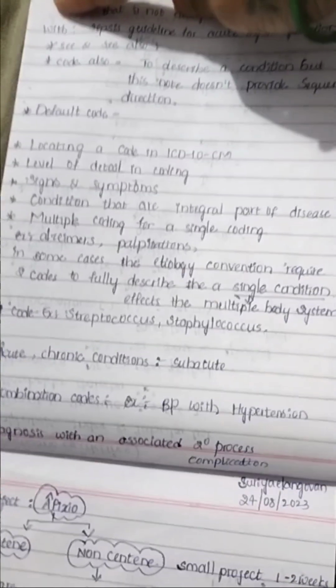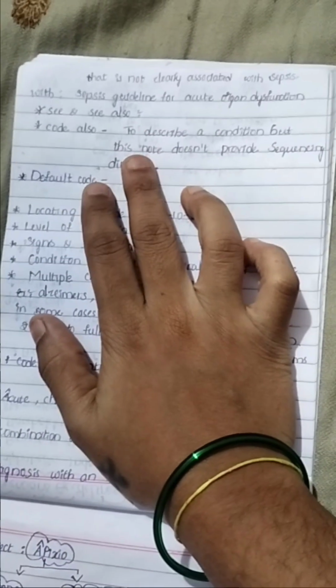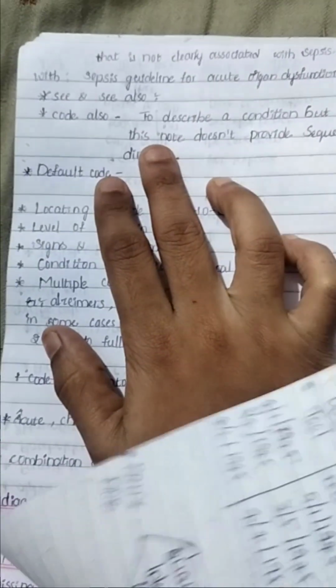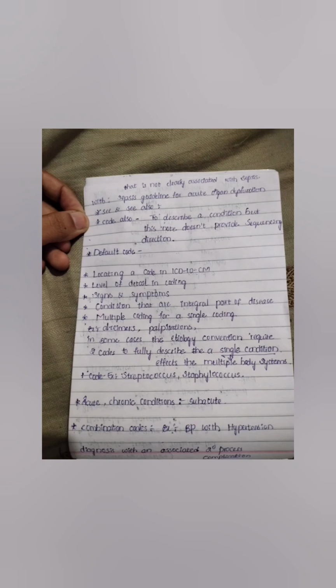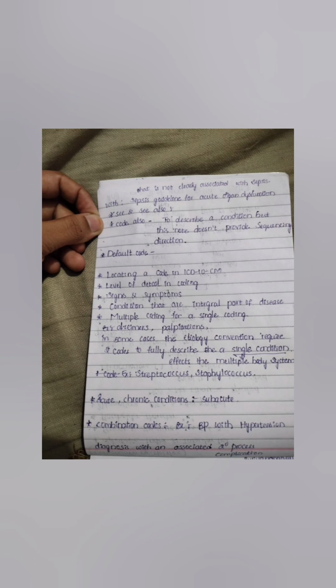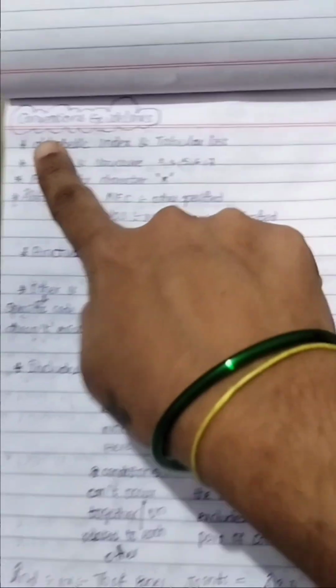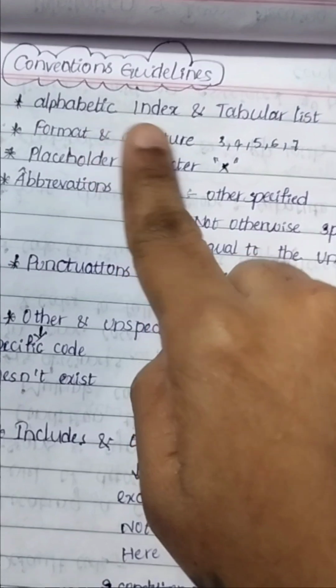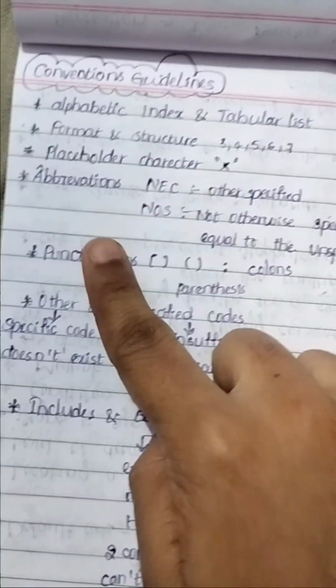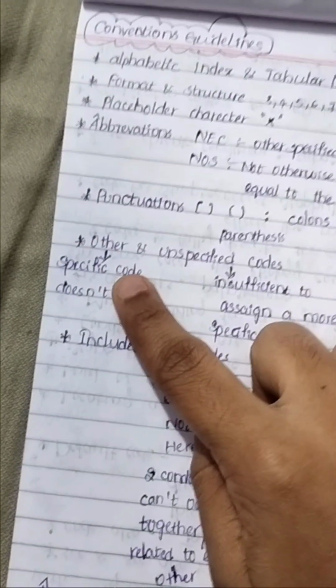I will repeat it here. In this Excludes 1, the two conditions cannot occur together. It means they are unrelated to each other. There is no relationship between these two conditions. That comes under Excludes 1. When it comes to Excludes 2, this does not indicate the exclusion of the condition.